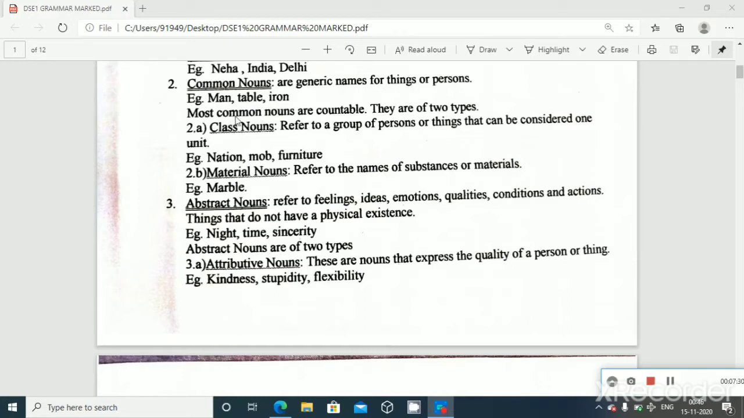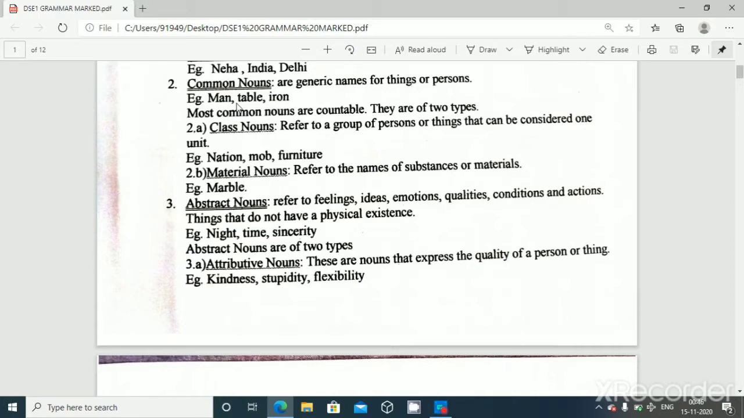So let us see. Most common nouns are countable. All those details we will come to later. What is countable, what is uncountable, we will discuss, and then we will come back to that. Otherwise, it's about 2.A, the class noun. The first category, the first division under the second type, class nouns.